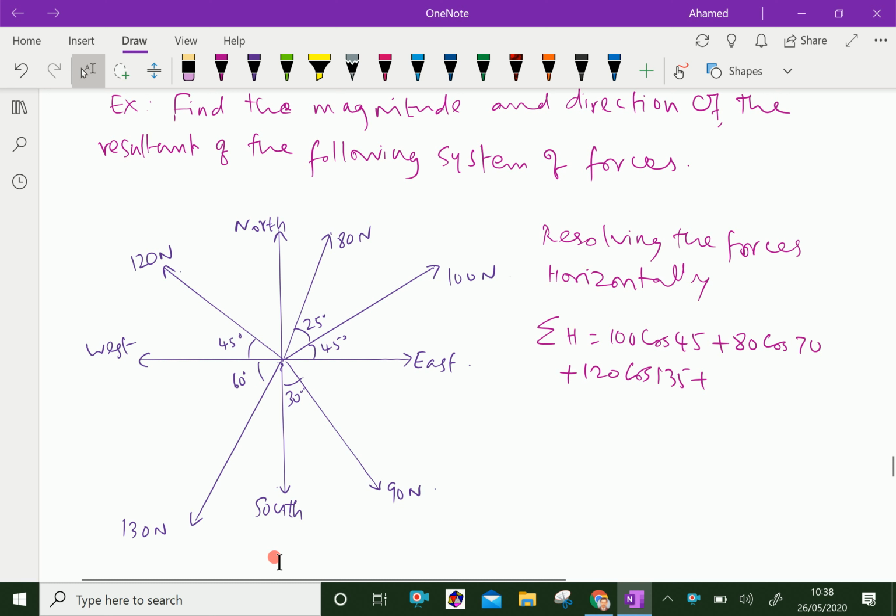180 plus 60, that is 240 degree, so 130 cos 240, and the last, 90 Newton, is here 360 minus 60, that is 300. That is, this full angle is 300. Therefore, plus 90 cos 300.